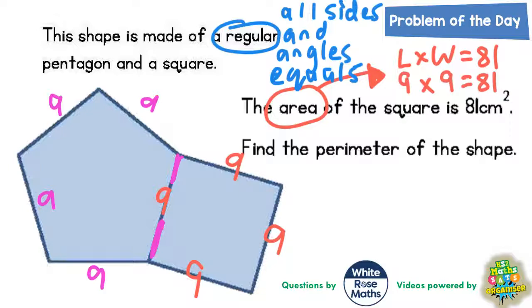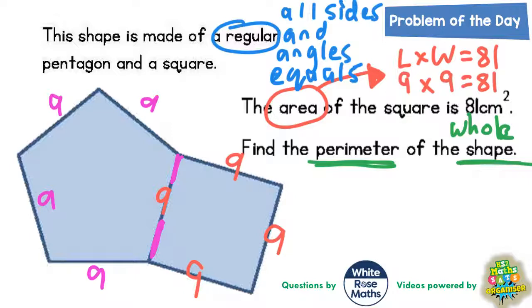Now we're ready to read the final part of the question. It says find the perimeter of the shape. Now it doesn't say find the perimeter of the pentagon, it says the whole shape. So the perimeter of the whole shape is around the outside.